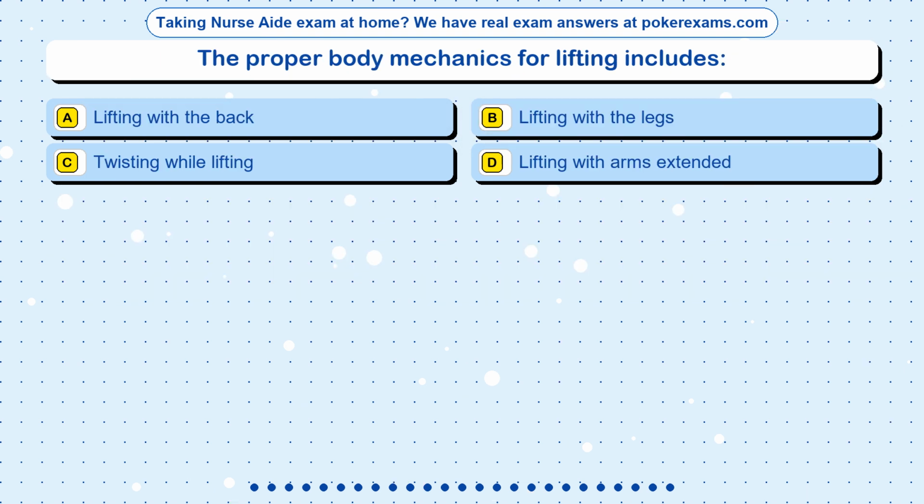Question 10. The proper body mechanics for lifting includes option A, lifting with the back, option B, lifting with the legs, option C, twisting while lifting, option D, lifting with arms extended.